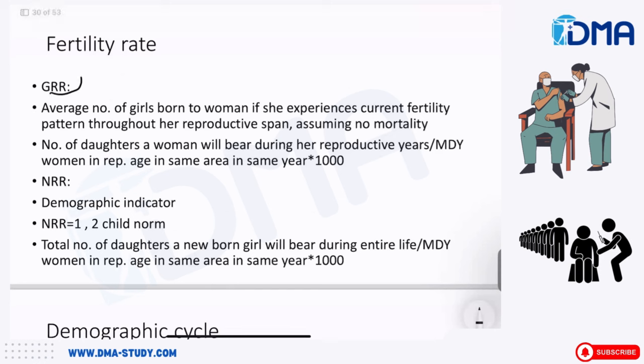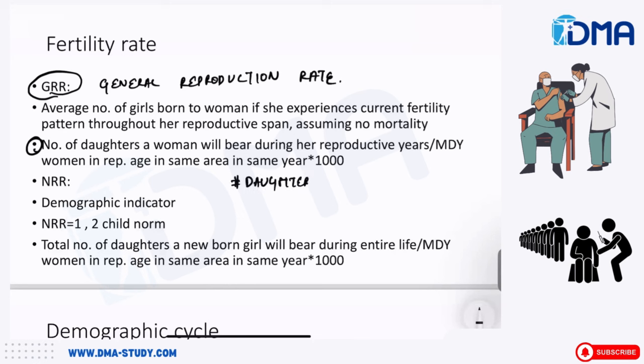So what is GRR? GRR is gross reproduction rate. Here you have to remember this point. It is the number of daughters a woman will bear during her reproductive years, divided by the mid-year population of females in the reproductive age group in the same area, into 1000.